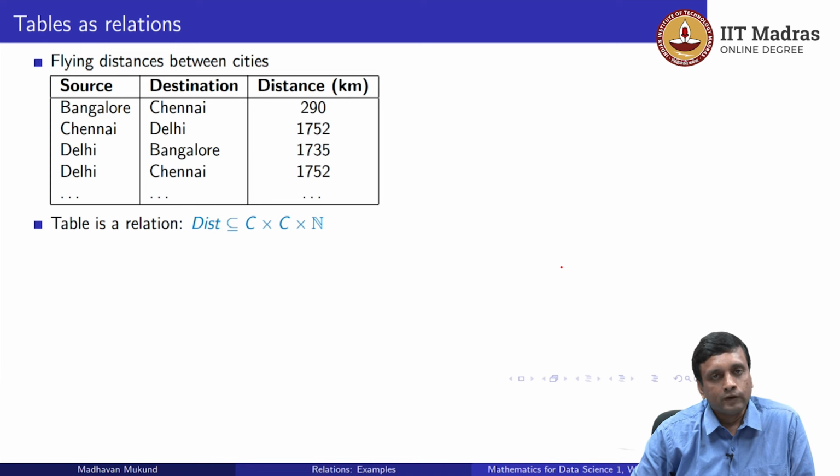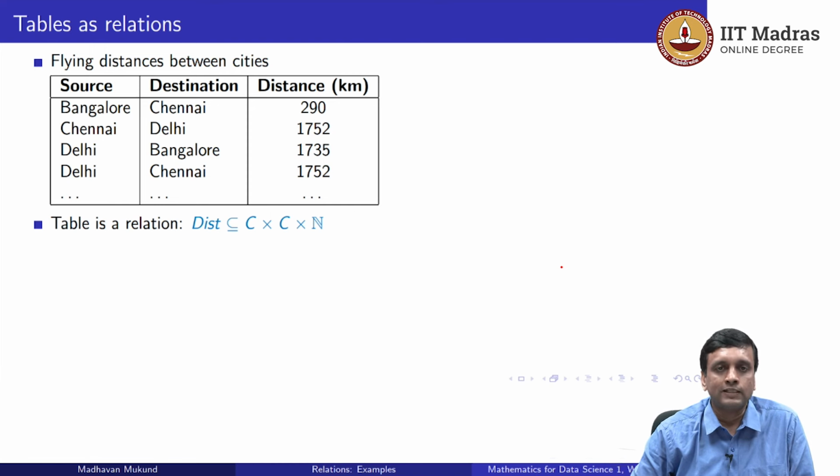So, what is important to recognize, and this is why relations are so useful in computing and data, is that a table is just a relation, right. So, every column represents a potential set of values. Here, the first column represents a possible city, so it is taken from the set C. The second column is also taken from the set C. The third column is a natural number.